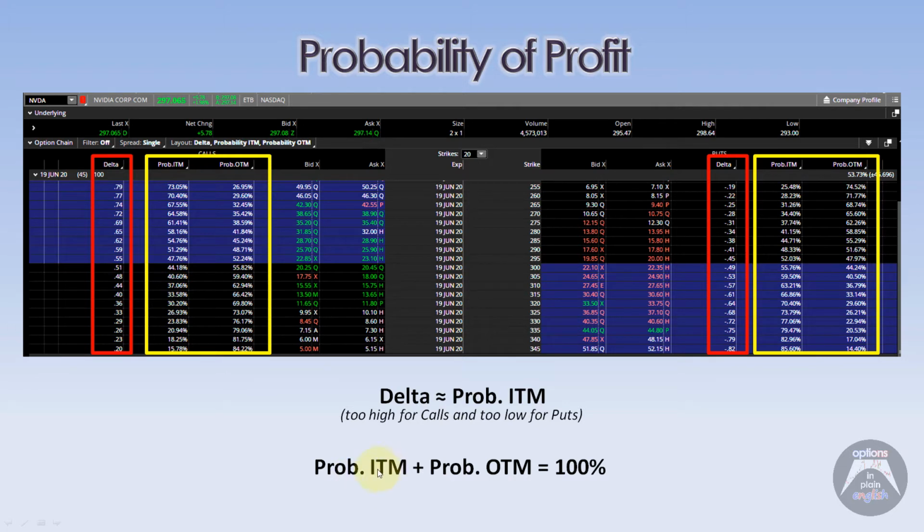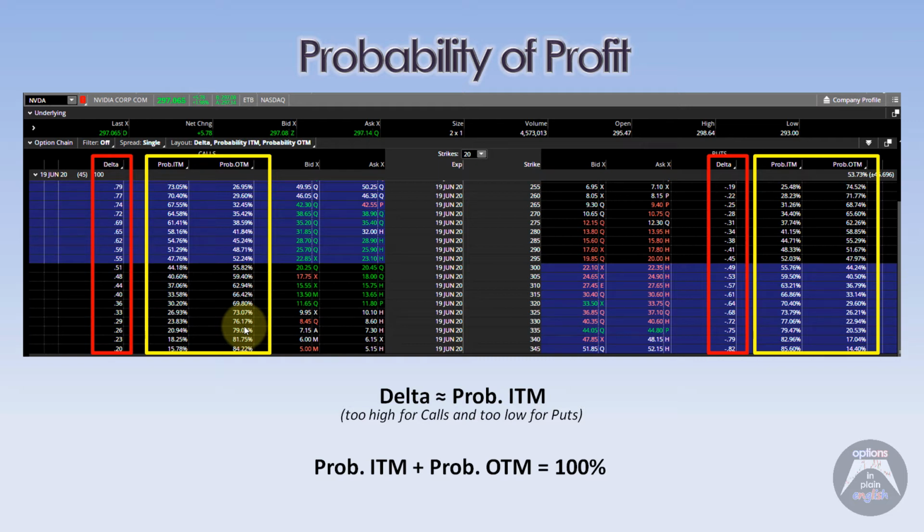The probability of expiring in the money plus the probability of expiring out of the money is always going to be 100%. So you can see it here. If you look here, 37 plus 63 is 100. 21 plus 79 is going to be 100. It's always going to be 100. So they're the complement of each other. And we look at the number as a 100% probability.